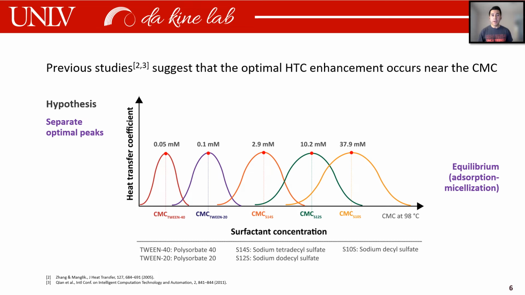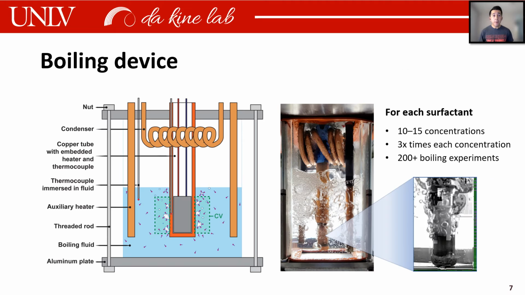Okay, so how do we test this hypothesis? All right, so in our lab, we built a custom boiling device that had a heating surface oriented in the vertical position, and we added surfactants. For each surfactant, we conducted 10 to 15 concentrations, and each concentration was carried out 3 times or more. And these amounted to over 200 boiling experiments.